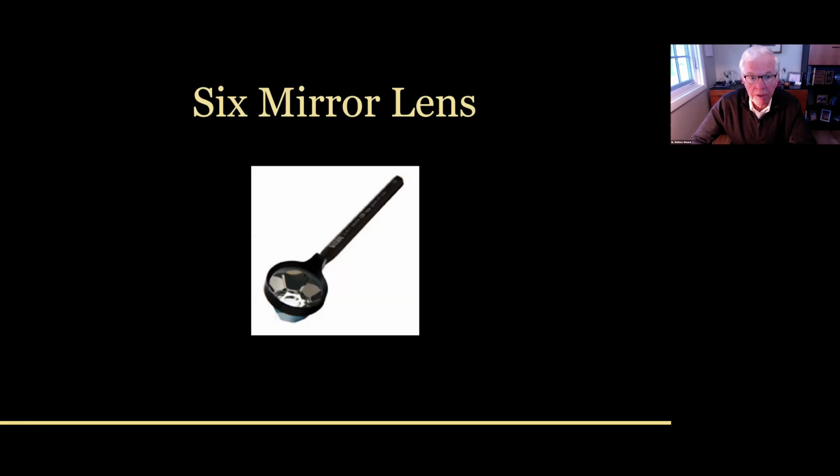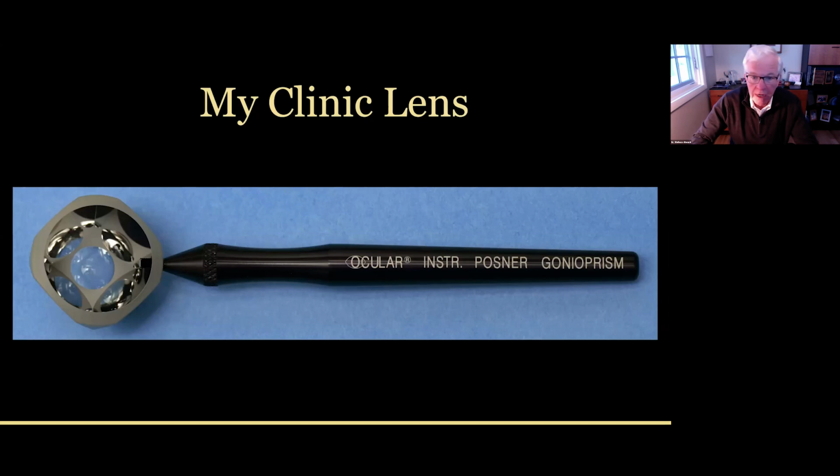Somebody asked about, and by the way, thank you for all the great questions that you guys sent in, somebody asked about the six mirror lens, and there is a six mirror lens. I have tried it. I don't personally like it very much because each of the mirrors is so short. But I don't see any real disadvantage to it either. So people ask what I use. This is what I use. I don't think this is necessarily better than lenses by Volk or any other manufacturers, but several people wanted to know what I have in my pocket. This is the lens I have right now.